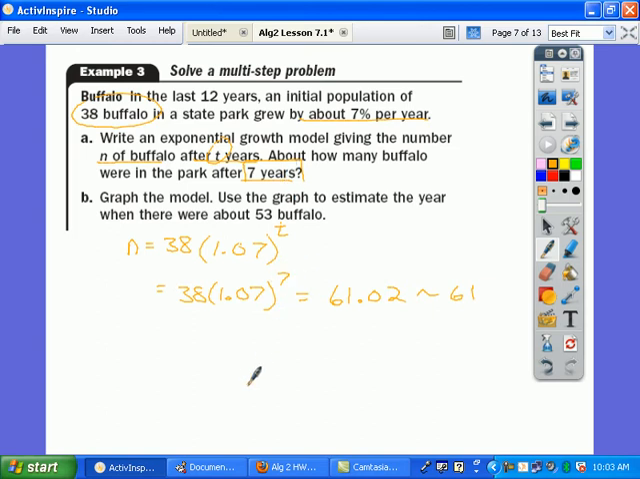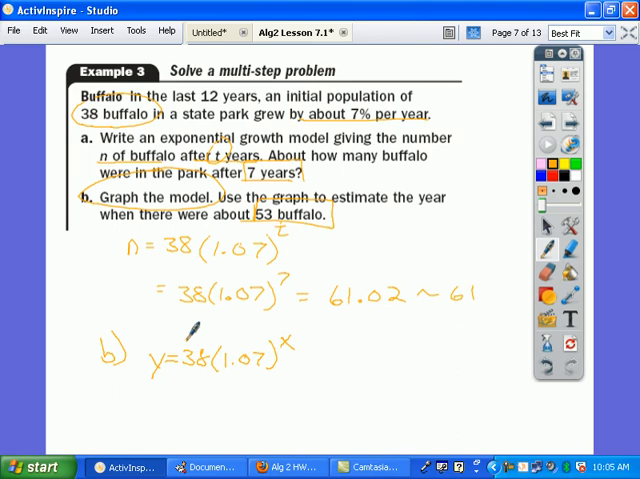On the next part, Part B, they ask us to graph this model. Anytime we graph, we'll write this as y equals 38 times 1.07, and instead of t, we'll use x. Calculators are good on those variables. And then use the graph to estimate the year when there were about 53 buffalo. So should this be the x value, 53 buffalo, or the y value? It should be the y value, right? The y value is the number of buffalo. And by the way, what's the plural of buffalo? No idea. You should look that up right now if you're watching the video.